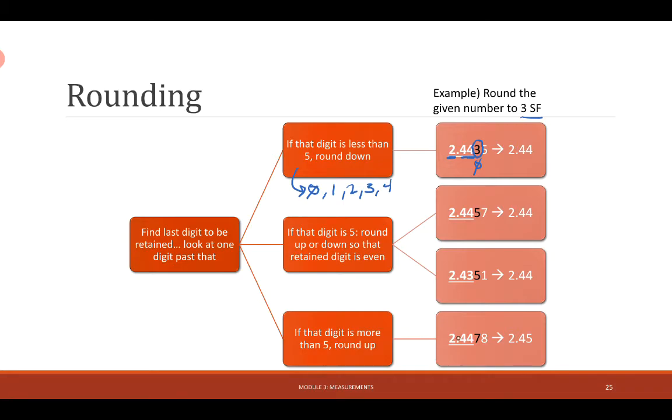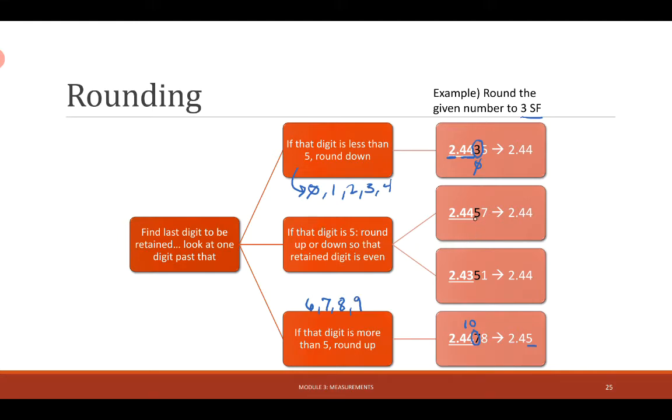Then we'll skip over to if it's more than 5. If the digit right after the digits you're going to be retaining is more than 5, then you're going to be rounding up. So if your digit is a 6, 7, 8, or 9, then you're going to be rounding up. When that becomes rounded up, it's a 10, and so that 0 is not written, but that 1 does add to that digit, and so that would become 2.45. So we have to remember to carry the 1 there.